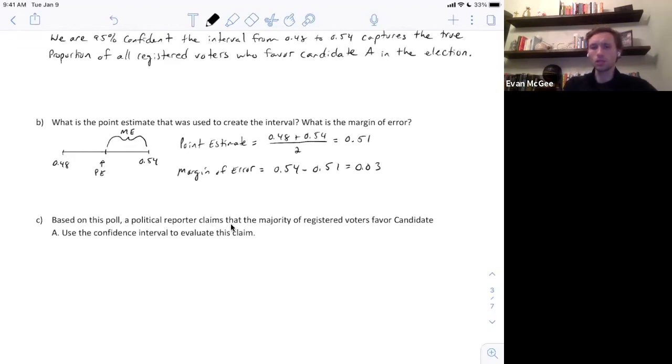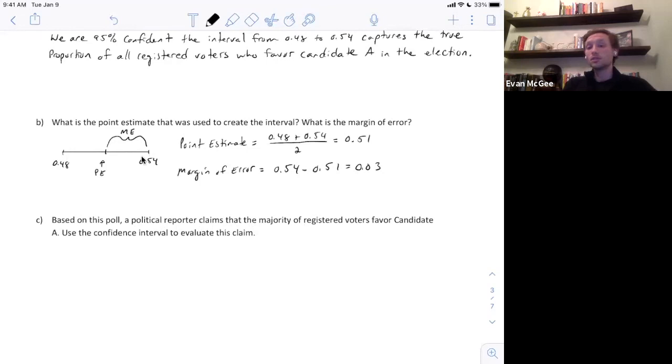A political reporter claims that a majority. So if it was a majority, that would mean it has to be more than 50%. And based on our interval, we can't say that that's true. Yes, there are some values that are greater than 50%, but there are also values that are less than 50%: 0.48, 0.49, and anything between 0.49 and 0.5. So these are plausible values. We believe that these could be values.